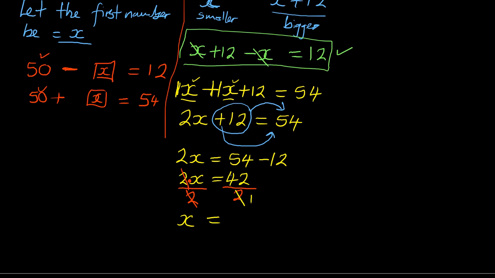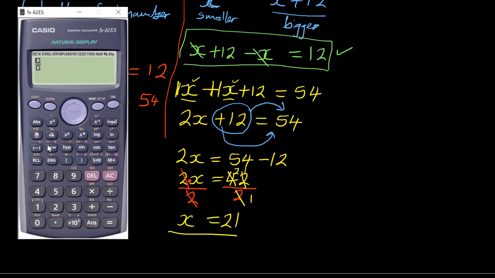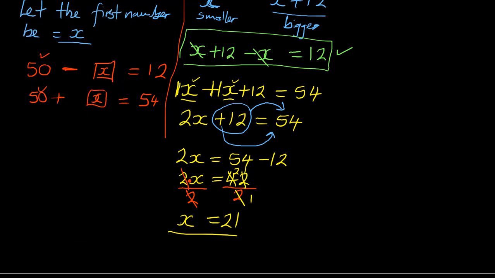2 into 2, 1, 2 into 4, it's 2, 2 into 2, it's 1, which is 21. But you can test your answer with a calculator. Remember it was 54 minus 12. We got 42, and then we're saying 42 divided by 2, which is 21.